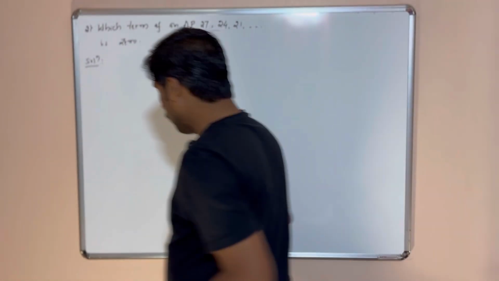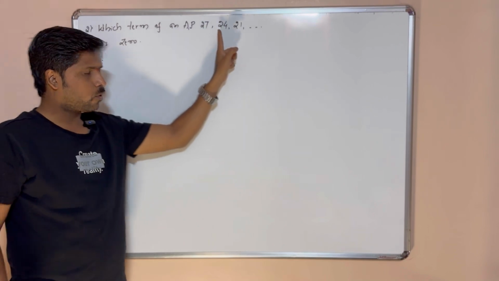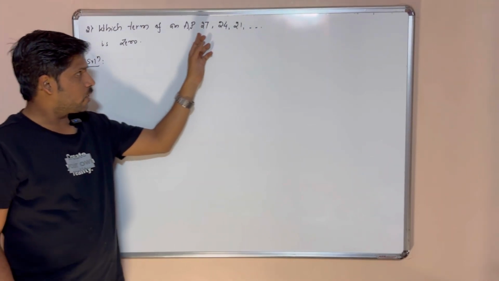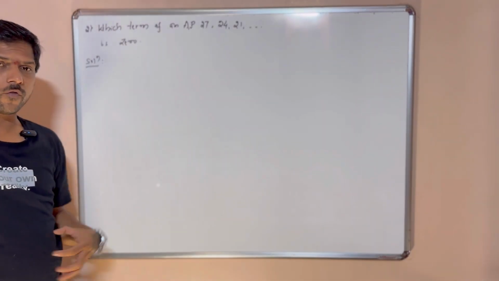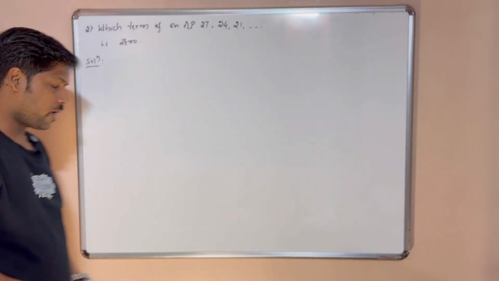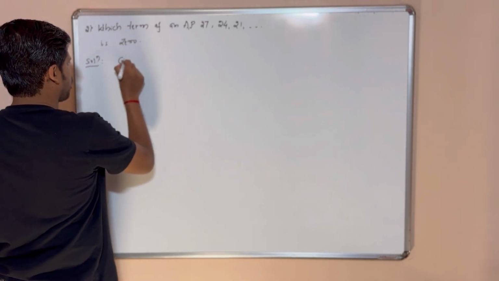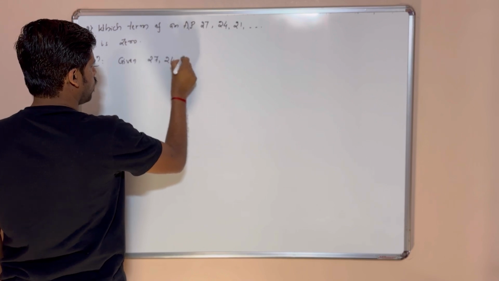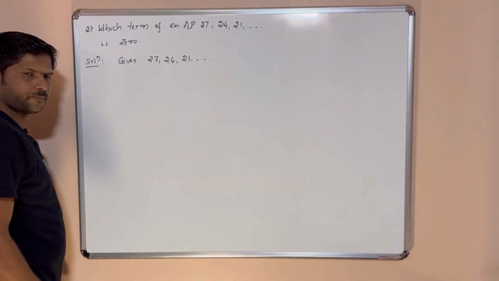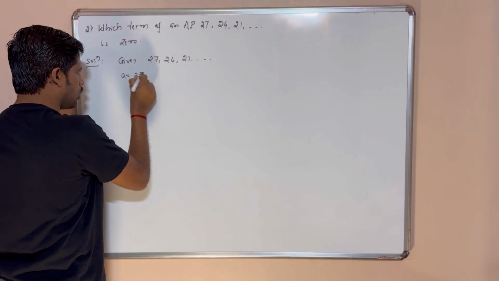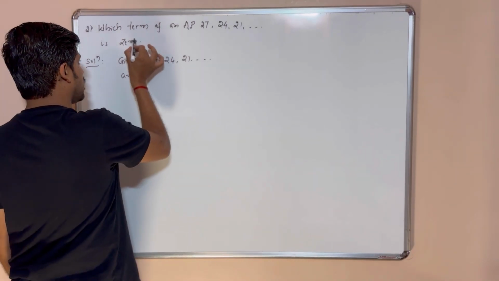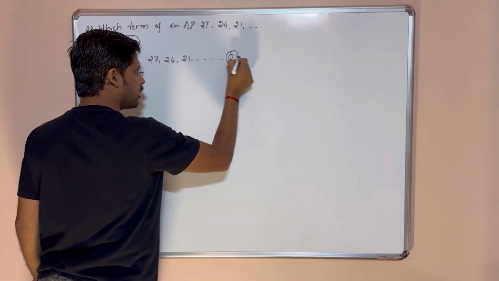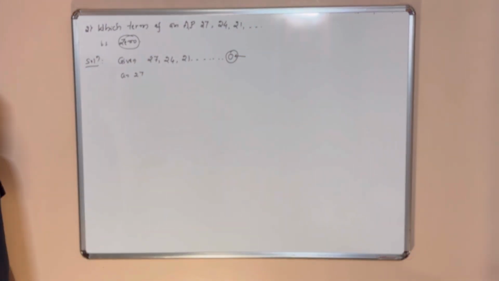So next example, which term of an AP 27, 24, 21 and goes up to 0. Now here this sequence somewhere is going to 0. Now we have to find the number of that term. Right? So here given is 27, 24, 21 and so on. Here our first term is 27 and 0 is given here. So the last term is 0. Now here we have to find this number, place of that number.